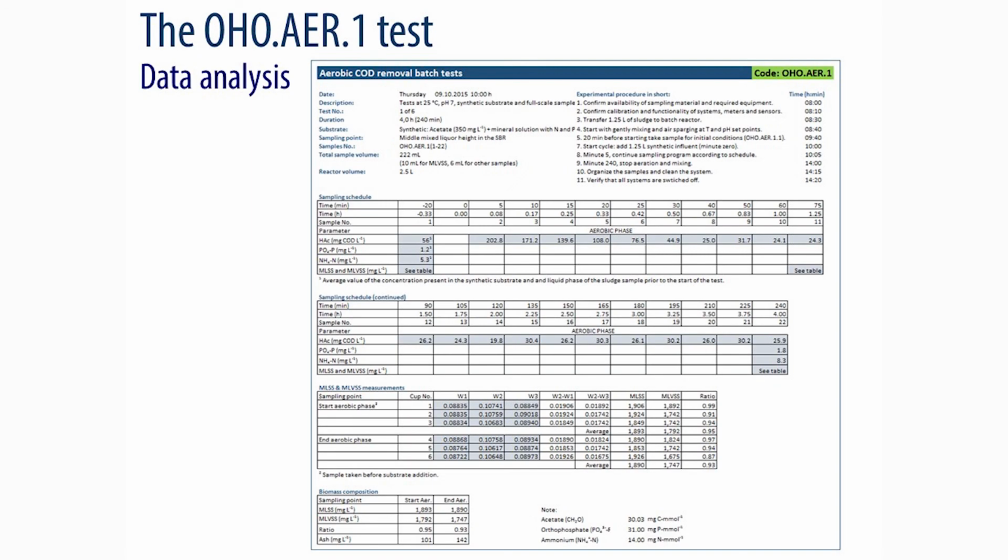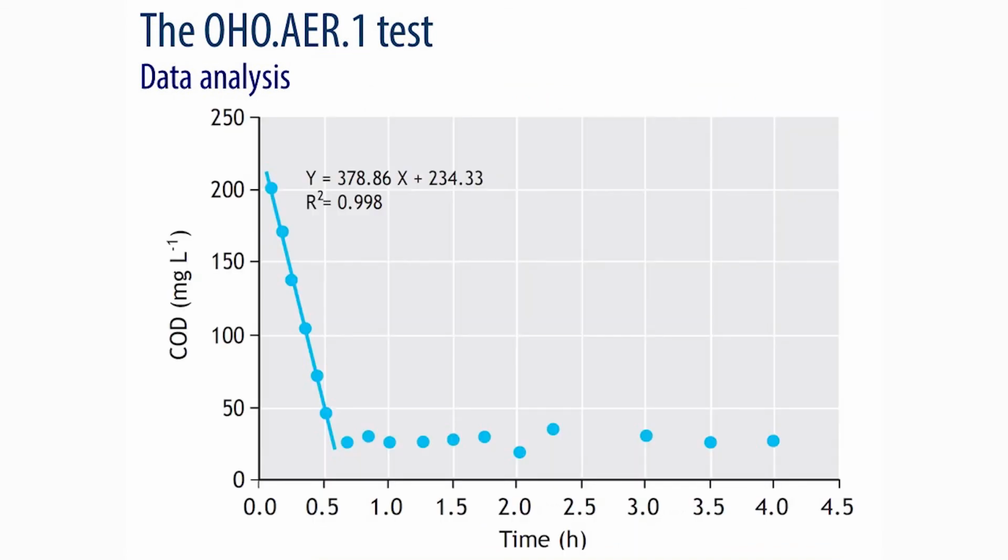After the execution of the test and the determination of the parameters of interest in all the samples, all the data can be compiled and displayed in the working sheet. The results of the chemical oxygen demand measurements determined by the batch activity test can be plotted as a function of their time of collection.